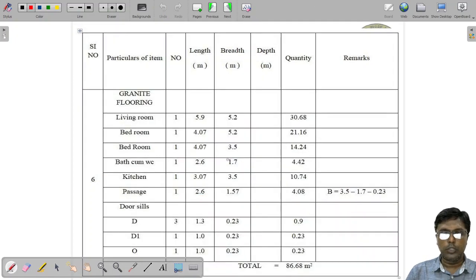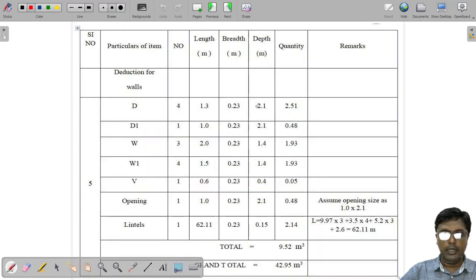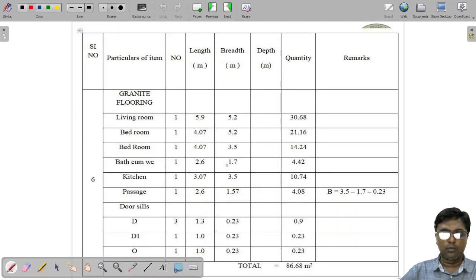Okay, let us move on to the next item. The next item is the granite flooring. As you can see, flooring is measured in meter square. Up till now, for 5 items we have used cubic meter. Now we have an item which is measured in square meter. Why square meter? Because the flooring thickness, even though it has some thickness, is negligible. We take it as area. That is why, as you can see, the entire depth column is empty here, because we are taking only area for flooring.